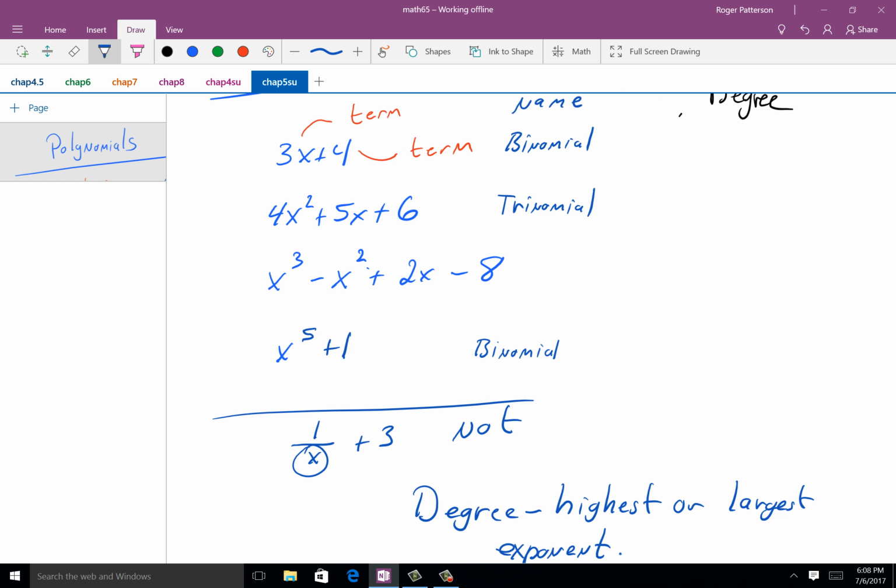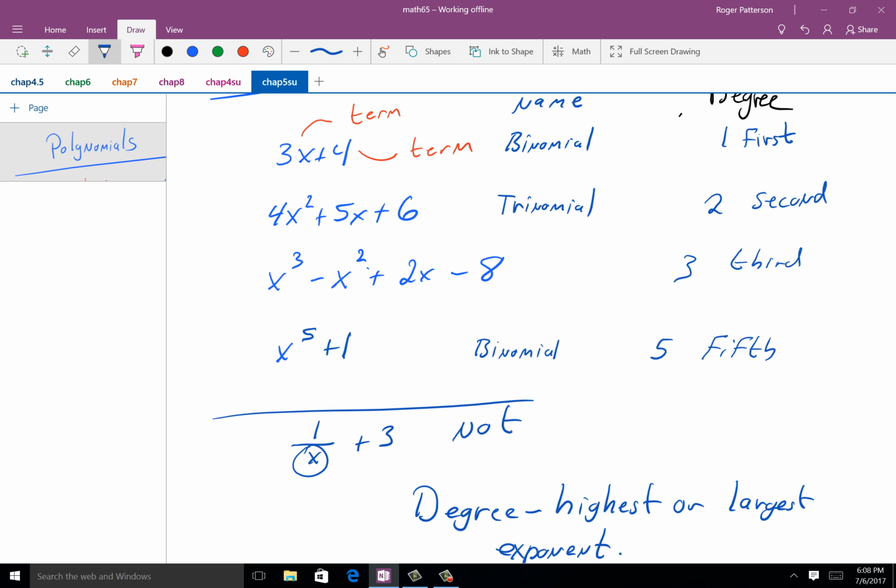All right. The second one, the highest power on the variable is a 2. So that would be a second degree. So it has a degree of 2, or we would call it a second degree polynomial. The next one is 3, so that's a third degree polynomial. And the last one is 5, that would be a fifth degree polynomial. All right?